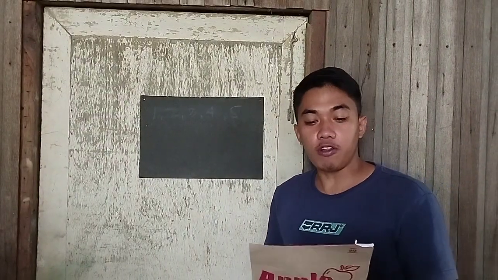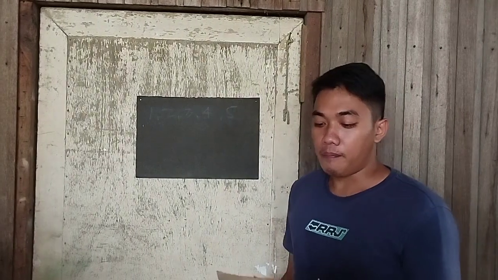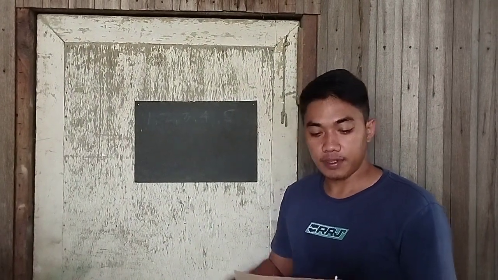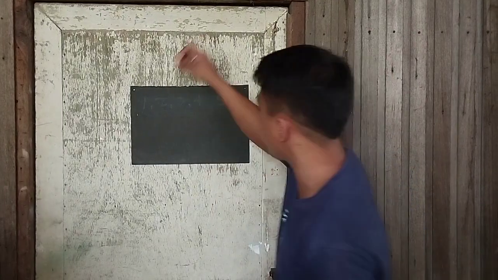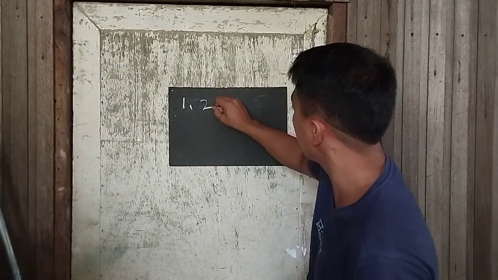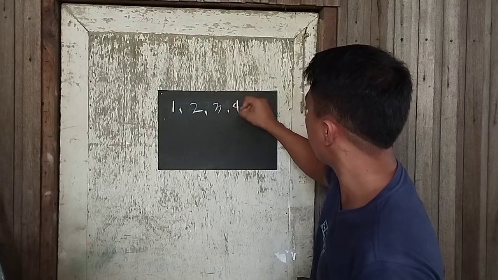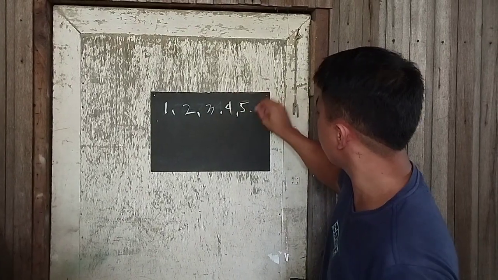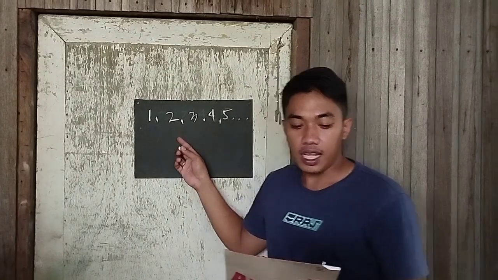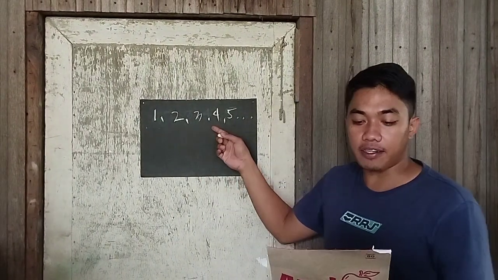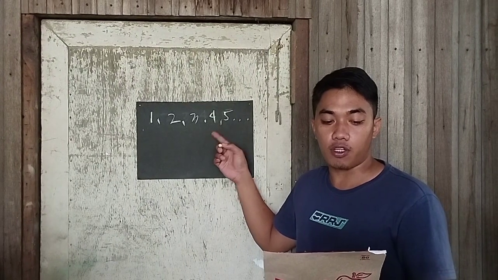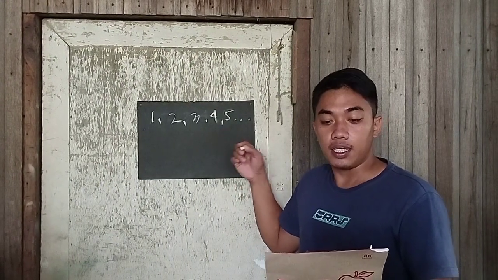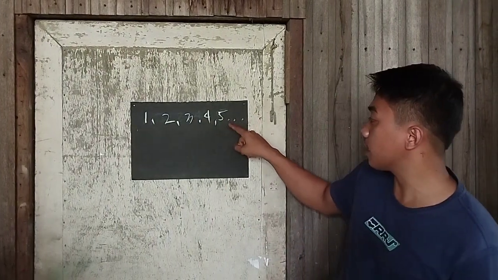Meanwhile, we also have infinite sequence. By looking at the word infinite, we can say that an infinite sequence has an infinite number of terms. For example, 1, 2, 3, 4, 5, and so on. What you can see here is that the sequence has an ellipsis, and that ellipsis or three dots indicates that the sequence goes to infinity.